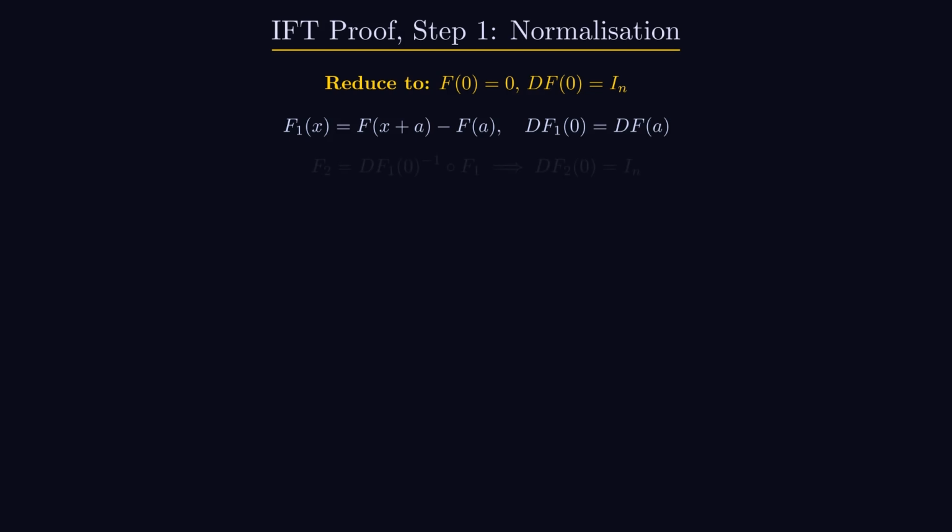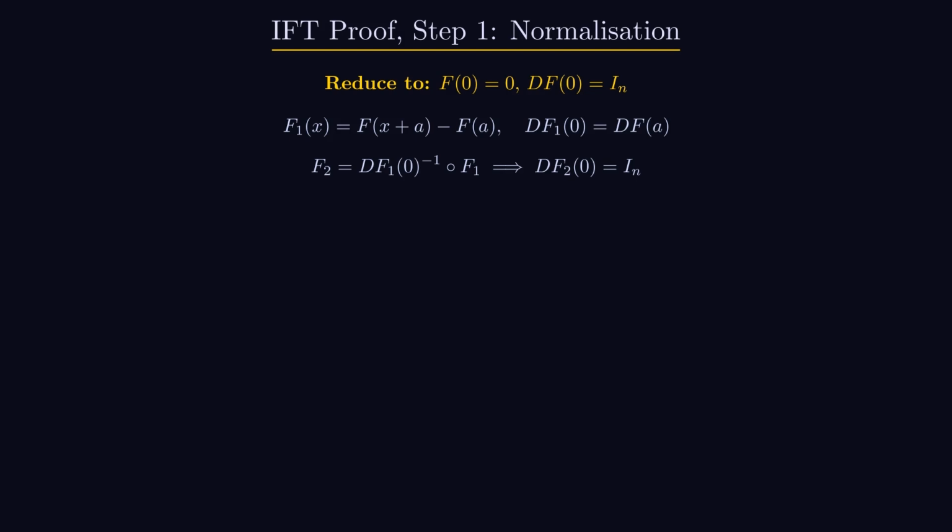Define f2 to be df1 of 0 inverse, composed with f1. Then df2 of 0 is the identity matrix I sub n. This is the normalization we carry through the rest of the proof. F maps 0 to 0 with derivative equal to the identity.